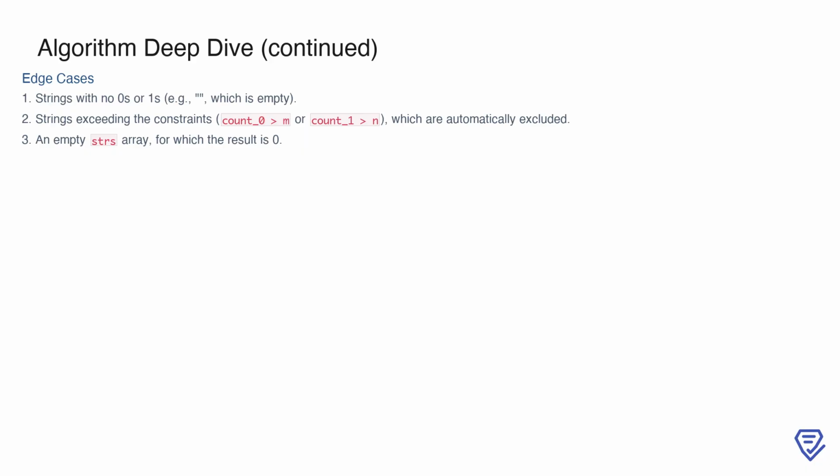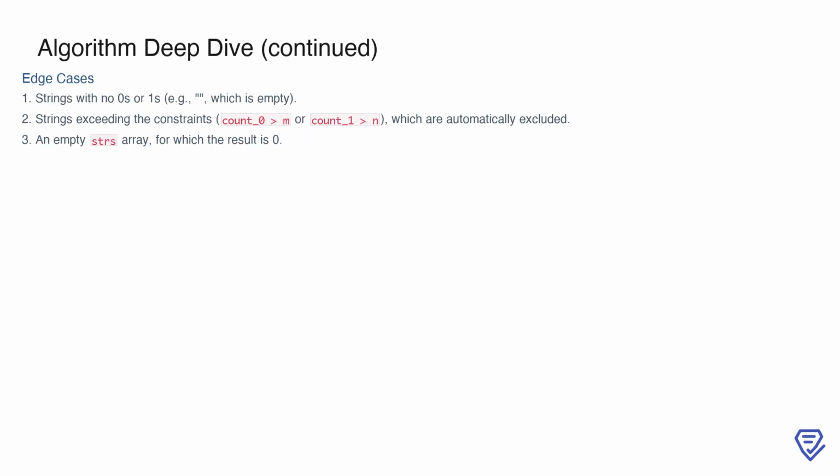First, there may be strings that contain no zeros or ones, such as an empty string. These strings do not contribute to the constraints and are effectively ignored. Second, strings that have a number of zeros greater than m or a number of ones greater than n are automatically excluded because they exceed the available resources.